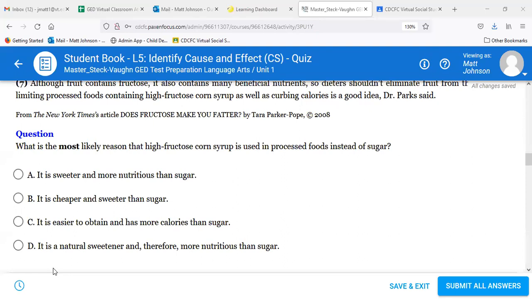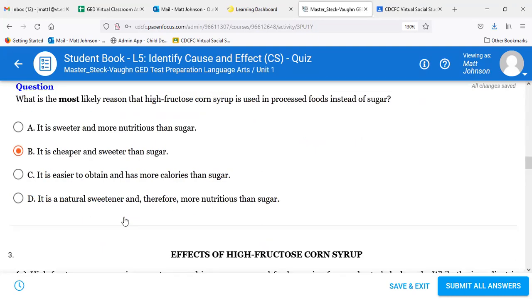And, you know, you listen to the news, you'll hear some talk about high fructose corn syrup and stuff. And it's, you know, easy to produce, it's cheap and it's sweeter, but being processed the way it is, it's bad news for your body, as it would appear. So B, it is cheaper and sweeter than sugar.